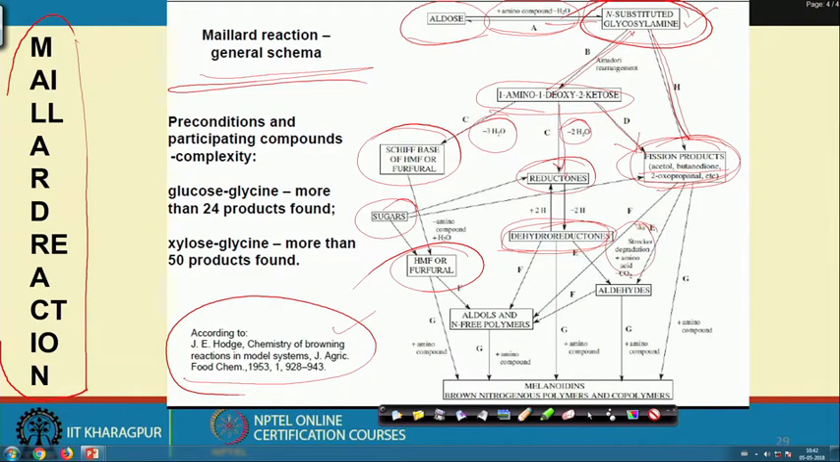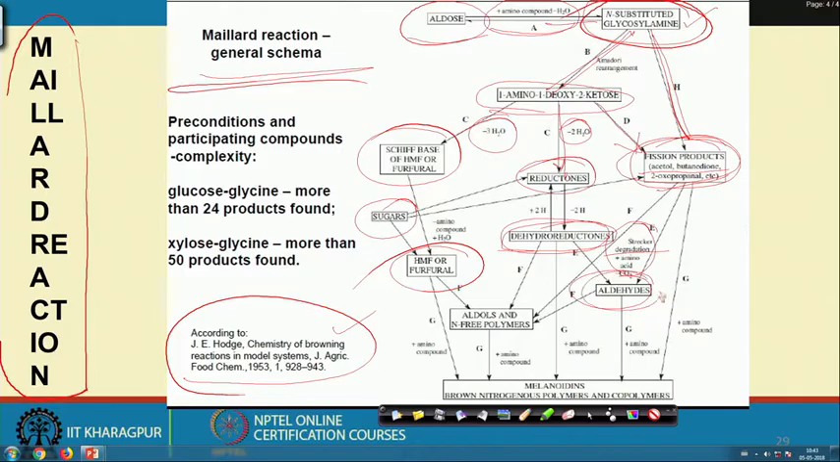Or from here again some more intermediate could be, depending on different paths, like Strecker degradation, right? So that produces aldehydes, right? There are many intermediate paths, like Strecker degradation is one, and a keto-enol mechanism, that could be another. So many such reactions do happen.